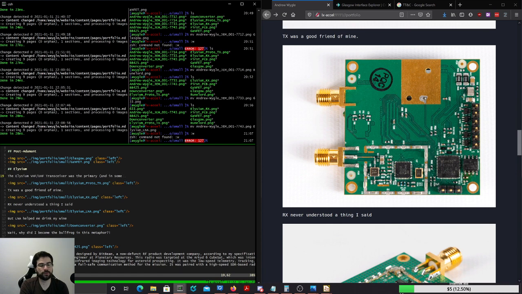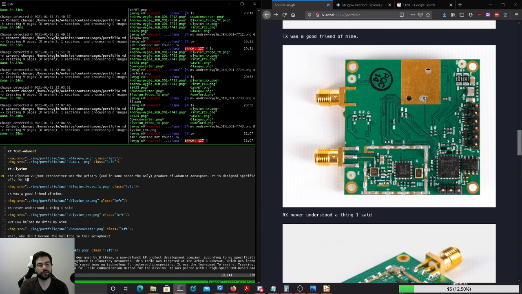Right, and in some sense, the only product of Adamant Aerospace. It is designed specifically for the needs of small CubeSats in the 1U to 6U class.